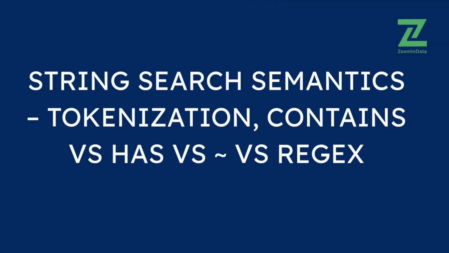Today we are exploring string search semantics, including tokenization, and the differences between contains, has, their tilde variants, and regex. We are keeping everything pure concepts and interview focused. If you missed episode 11 on predicate pushdown, it's a good one to catch up on. Let's get started.